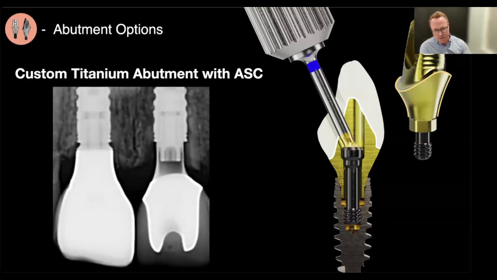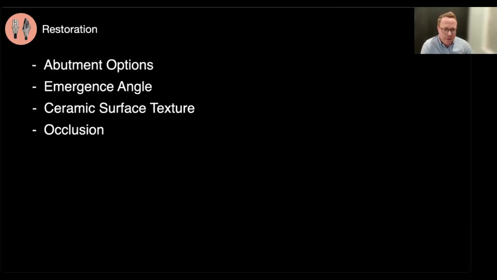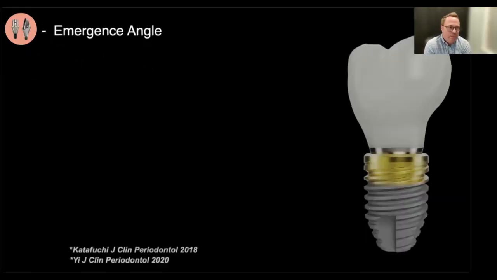And here in this one radiograph, you can see the older ASC on the left abutment and then a titanium abutment on the right that allowed me to customize that emergence profile. And again, I think that gives us a lot of flexibility. And again, at the end of the day, those are those main abutments that we use today for these type of restorations. The next thing to consider and talk about is the emergence angle.